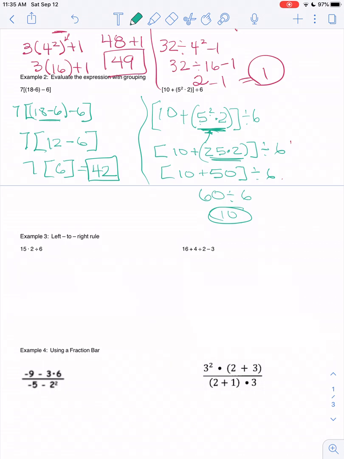Go ahead and try a few practice problems, and we'll try some more complicated ones soon.